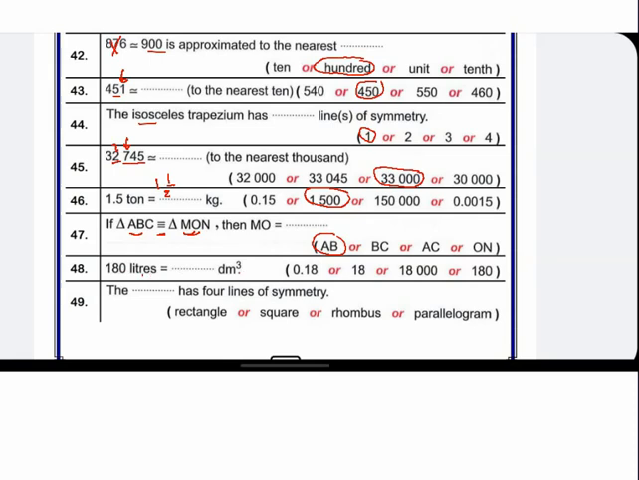180 liters equal dot decimeter cubed. I said liters like decimeter cubed, so it will be 180, the same. Which shape has 4 lines of symmetry? Yes, square.